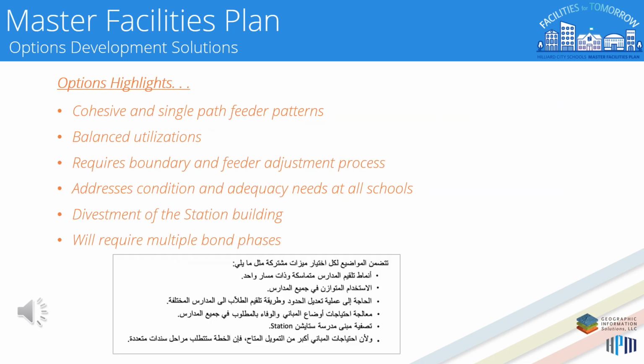Common themes of every option include traits such as cohesive and single path feeder patterns, balanced utilization at all schools, the need for a boundary and feeder adjustment process, addressing of condition and adequacy needs at all schools, the divestment of the station building, and because the facility needs are greater than funding available, the plan will require multiple bond phases.